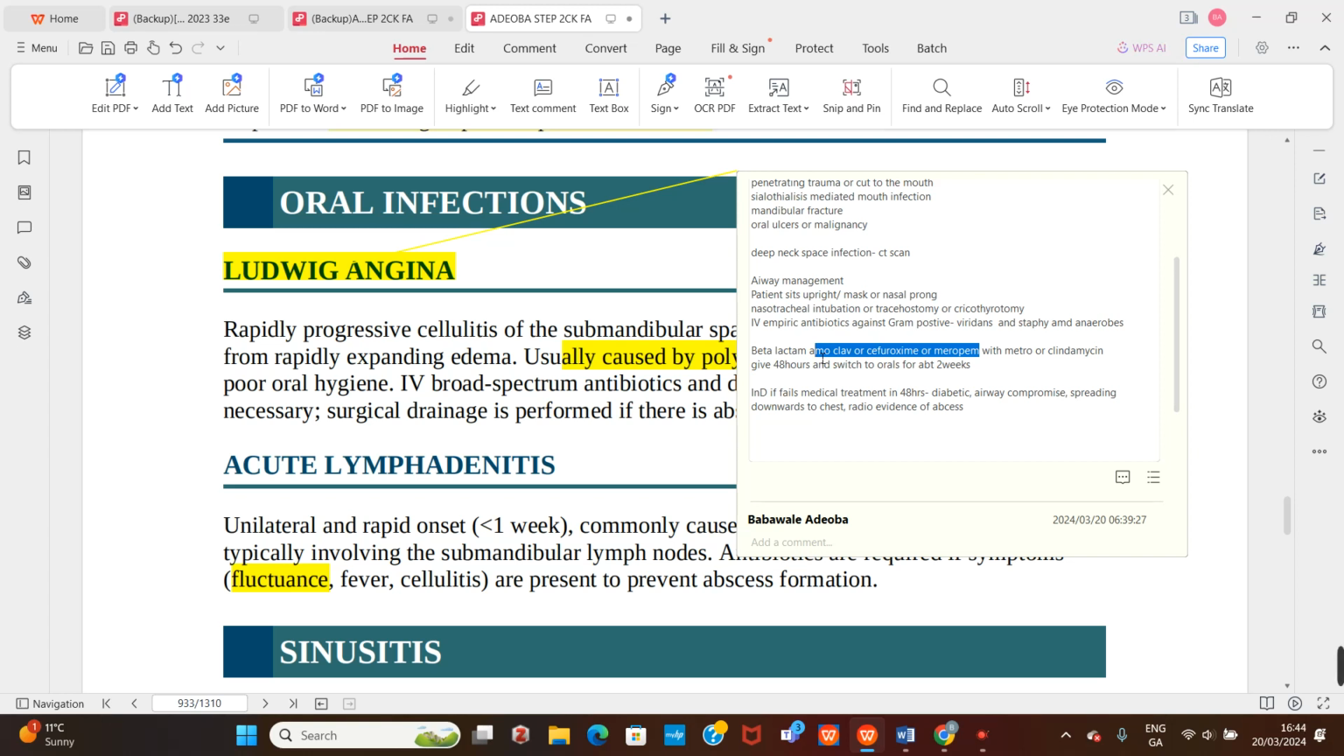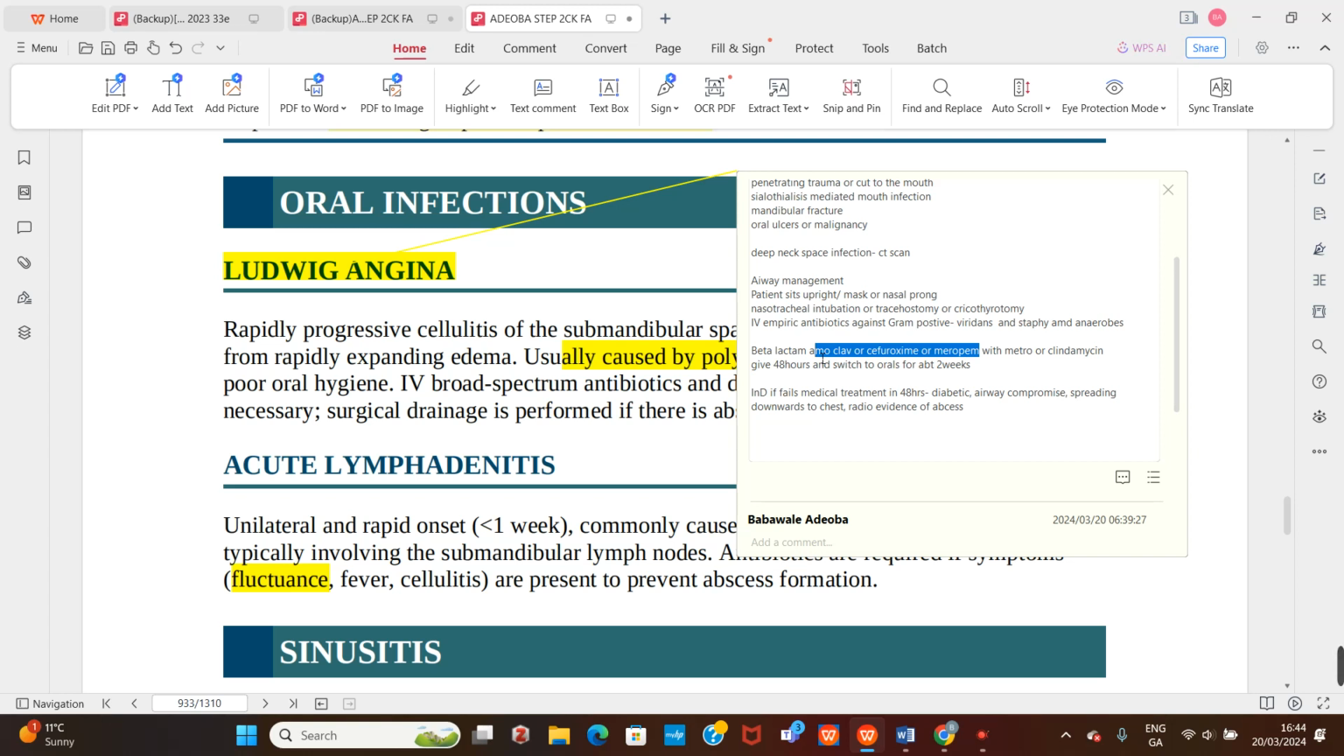Ideally, you are supposed to notice clinical improvement within that 48 hours. Very, very important. If you notice clinical improvement, you can now switch to oral drugs for about 2 weeks. But sometimes you might not get improvement within 48 hours. That is an indication for you to go in and do your incision and drainage, particularly if your medical treatment fails within 48 hours. You should also do I&D in an individual that has airway compromise, or if you did your imaging, your CT scan, to look at the deep neck space and you are seeing evidence of abscess. You have to do I&D in that situation.